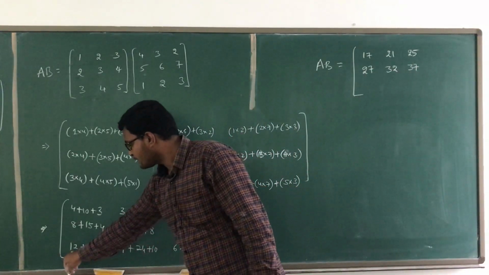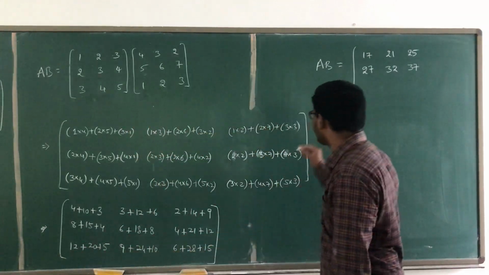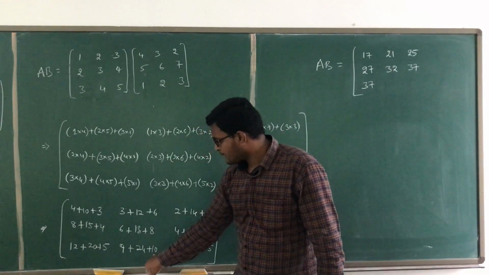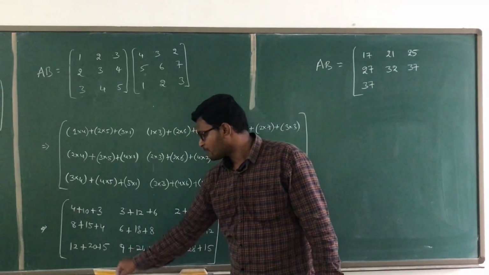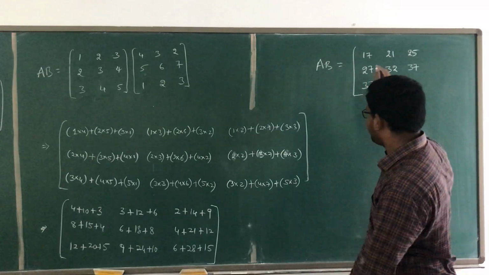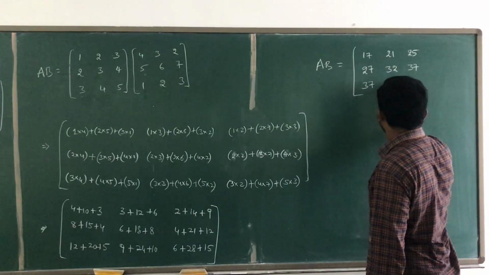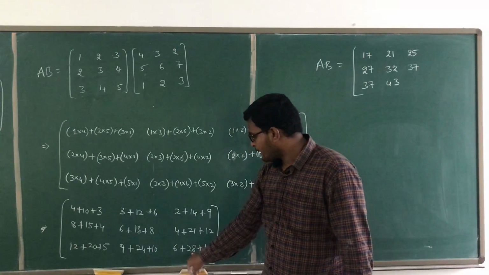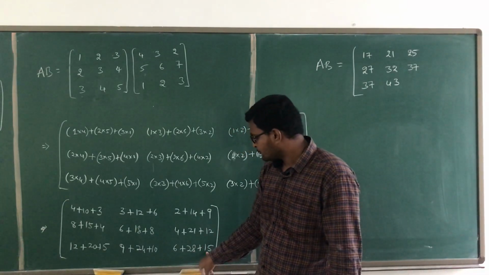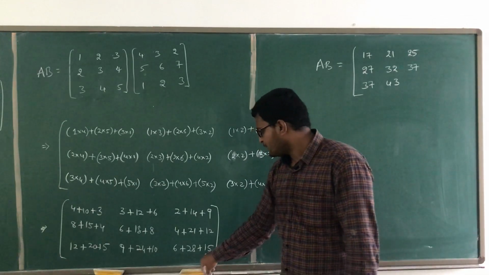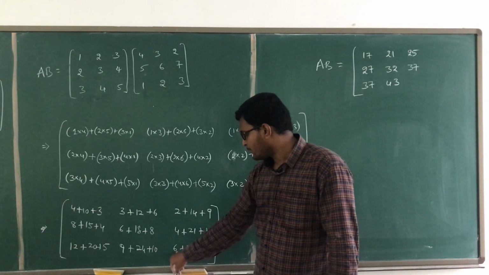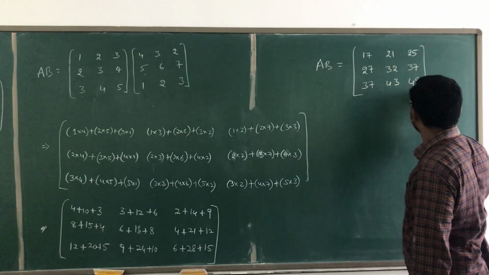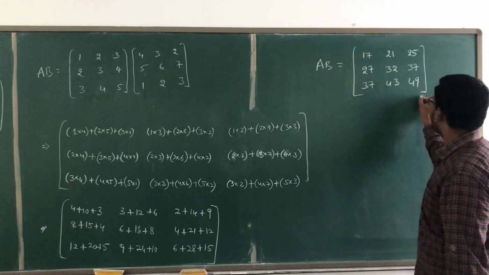Now 20 plus 12, 32. 32 plus 5, how much? 37. Next, 24 plus 10, 34. 34 plus 9, how much? 43. Similarly, next 28. 28 plus 15, how much? Or else do 15 plus 6, 21. 21 plus 28, how much? 49.